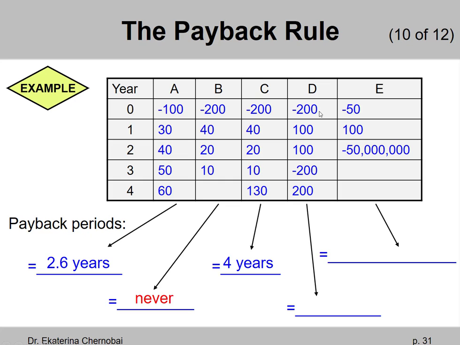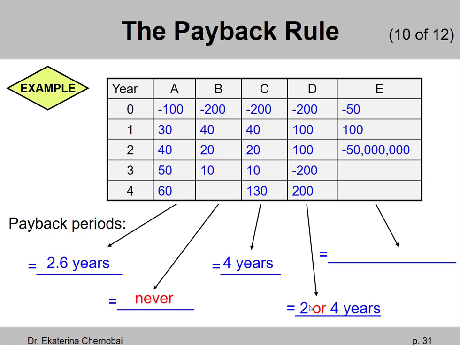What about Project D? We invest 200, and then the cash flows for years 1, 2, 3, and 4 are 100, 100, minus 200, 200. Clearly, by the end of the second year, you have fully recovered $200. But if you keep going, you lose it all, and then you recover it again by the end of the fourth year. So it looks like we have 2 payback periods, 2 years and 4 years.